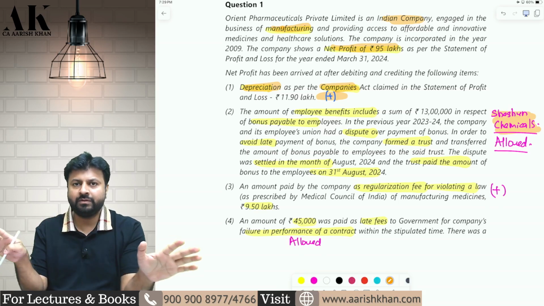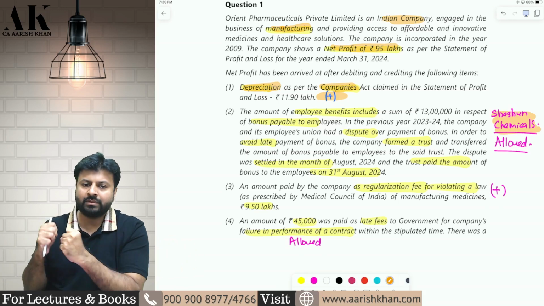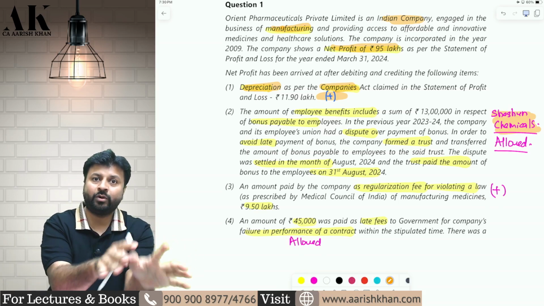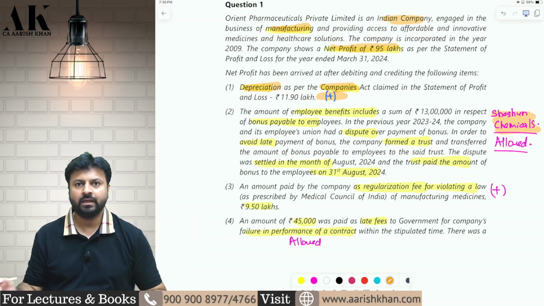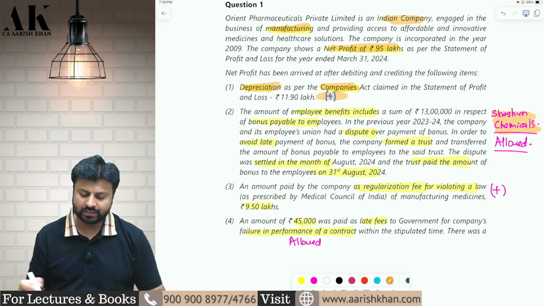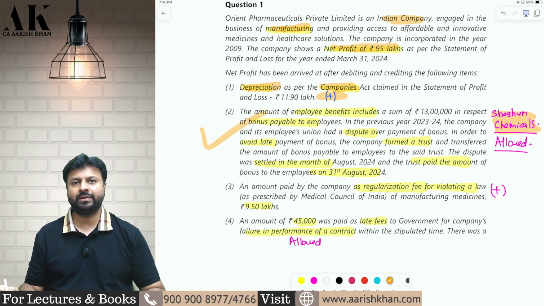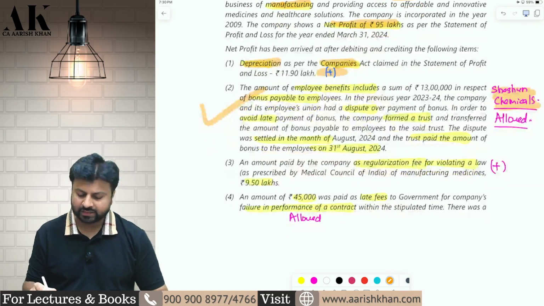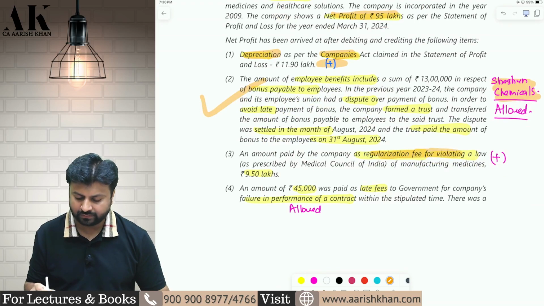The matter was resolved before the due date of filing of return. The assessee removed the money from the trust and paid it to the employees before the due date of filing of return. So everything is done before the due date of filing of return. So whether that will be allowed as a deduction, the answer is yes. The court said that it will be allowed as a deduction. Check it please.